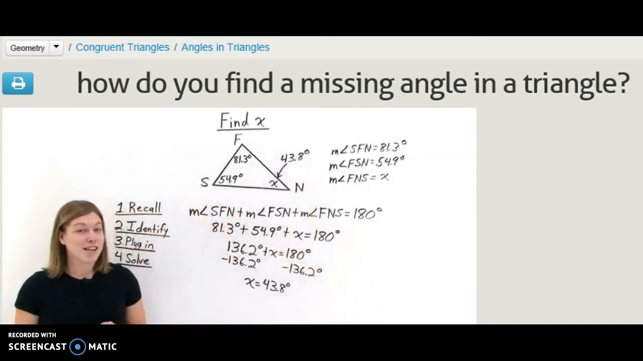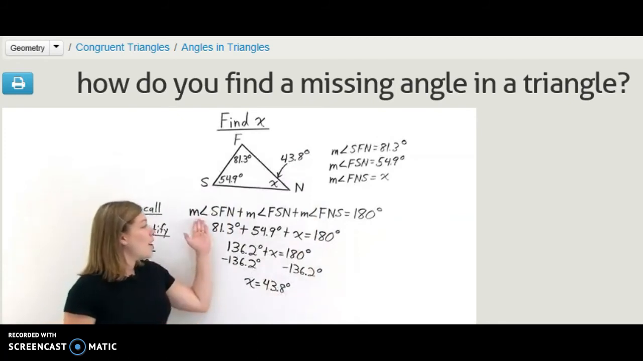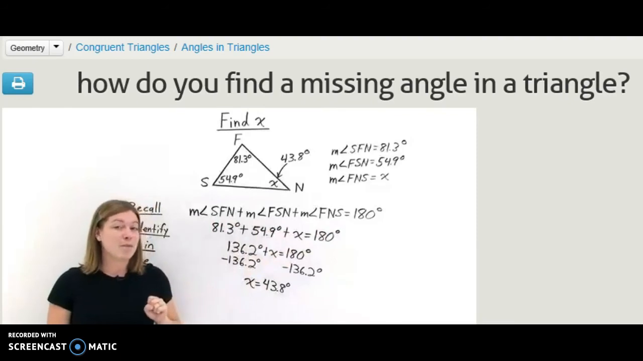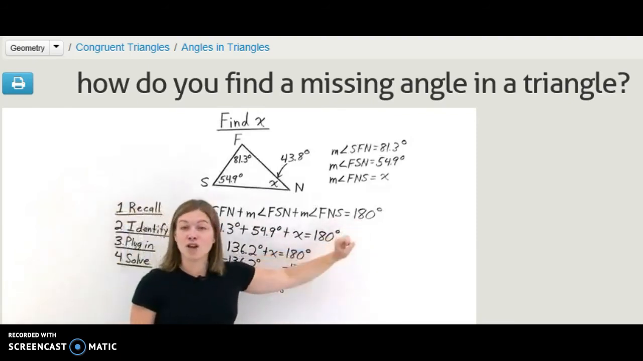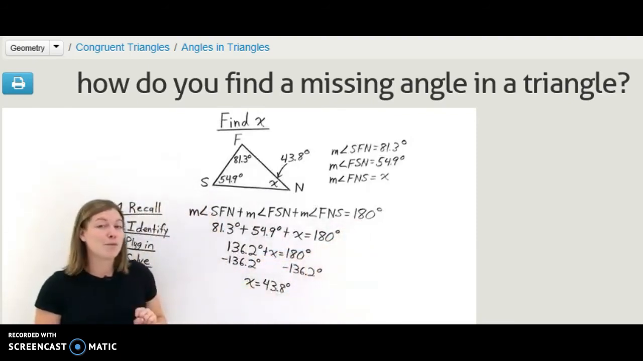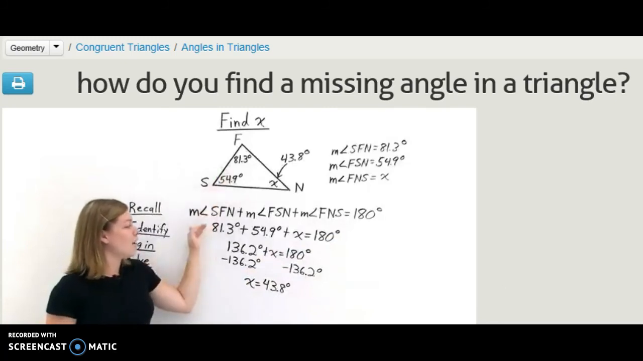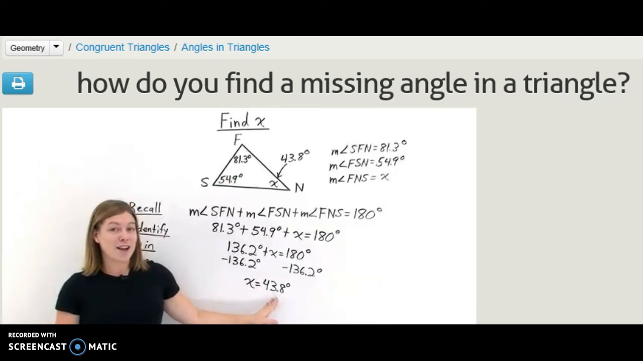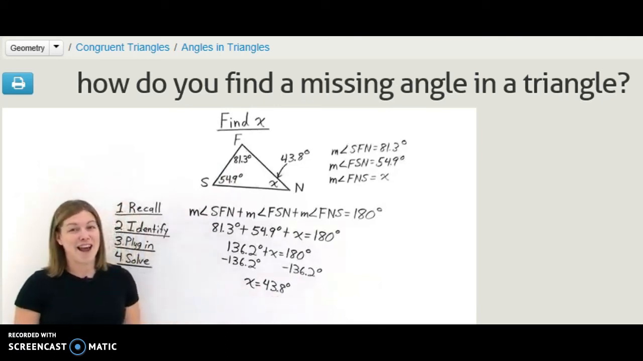Since we were working with the interior angles of a triangle, we were able to use the triangle sum theorem to set up this equation. Adding the angle measurements together will give us 180 degrees. We then plugged in the values that we had in our triangle and solved for x. To get x, the value of our missing angle measurement is 43.8 degrees.